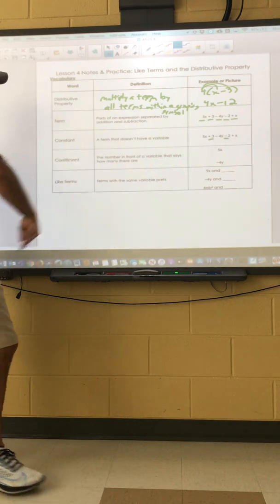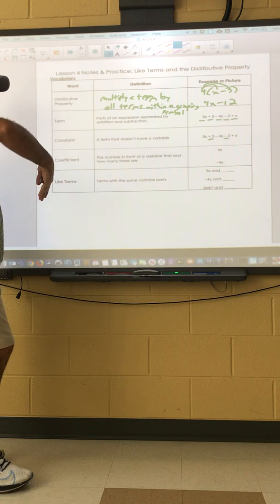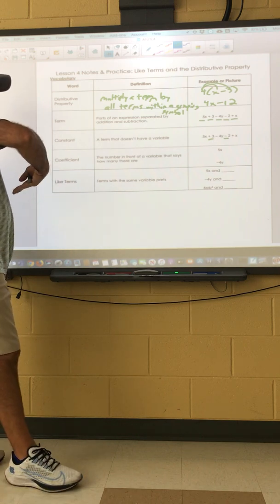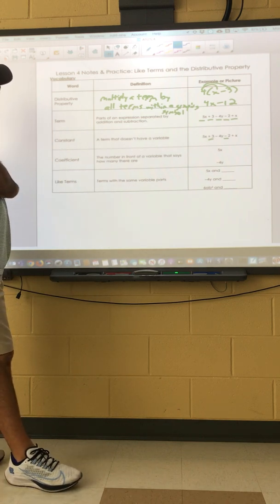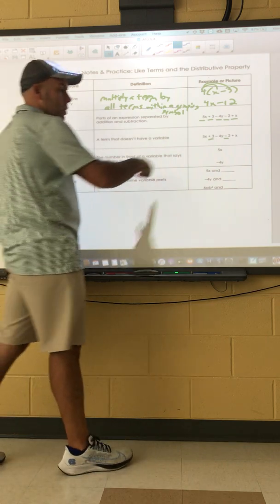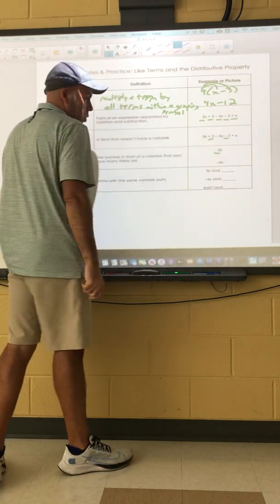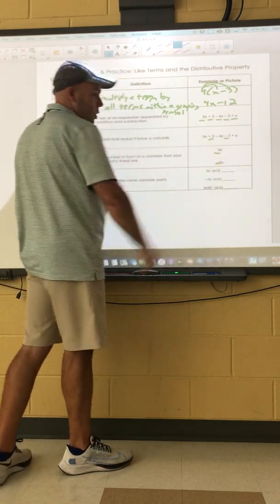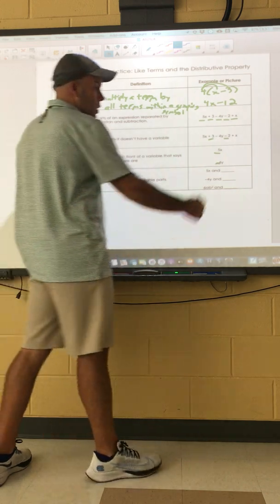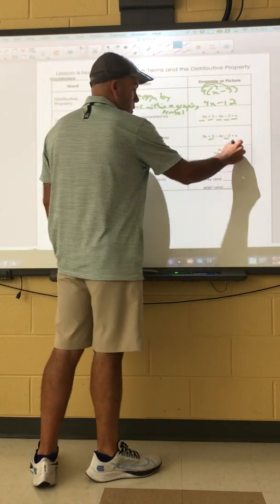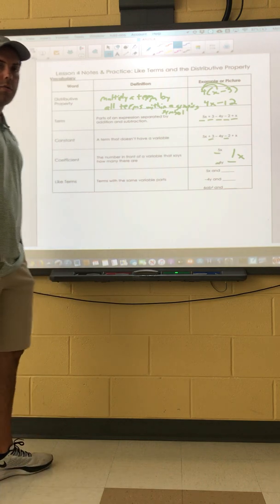What's a coefficient? It's the number in front of the variable that says how many of there are. In other words, it's what's multiplied by the variable. So when I see 5x, the 5 is the coefficient. When I see negative 4y, the negative 4 is the coefficient. If I just see x, then it's implied to have a 1 as the coefficient.